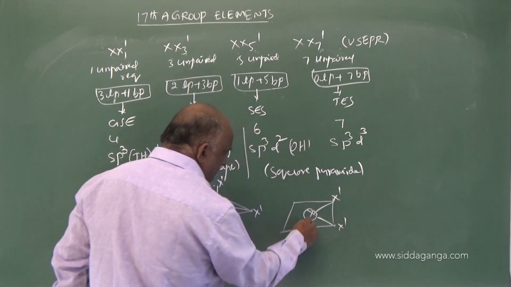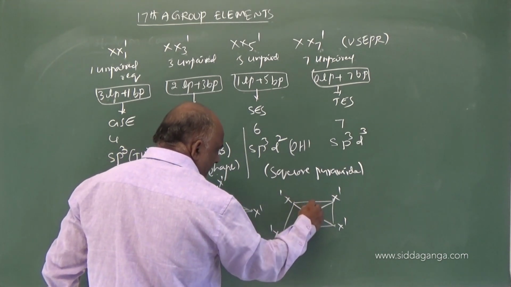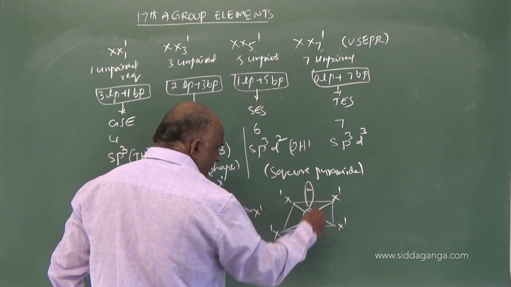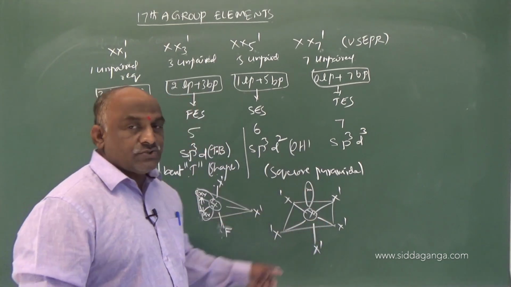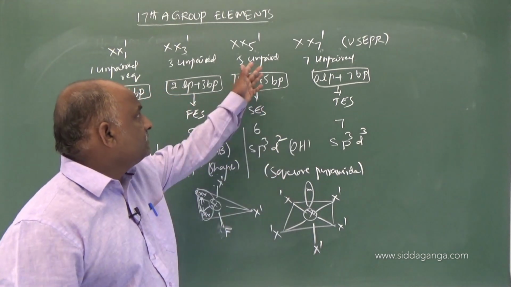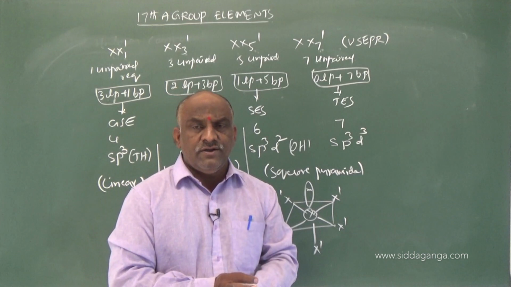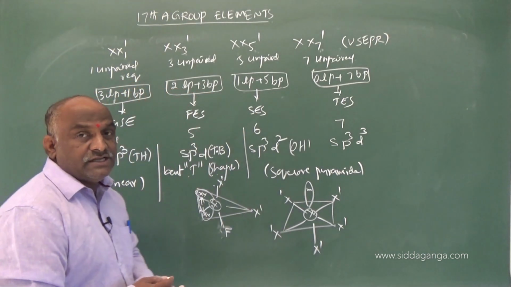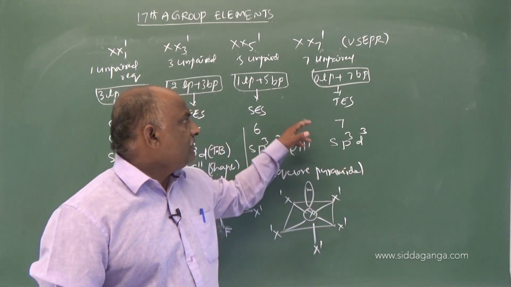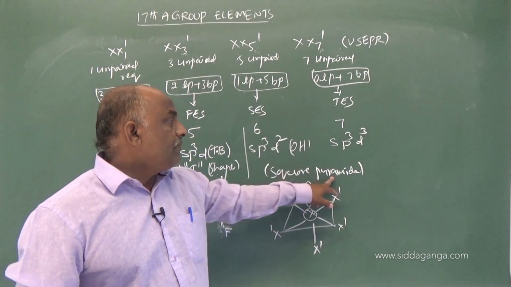It is X dash, and this is X dash, and it is also X dash, and this is a lone pair, and it is also X dash. So this geometry is called square pyramidal. You should consider examples ClF5, BrF5, IF5, BrCl5 like that. BrCl5 is not possible. ClF5, ICl5 is possible. So BrF5, ClF5 like that, examples belong to this category. It is a square pyramidal.